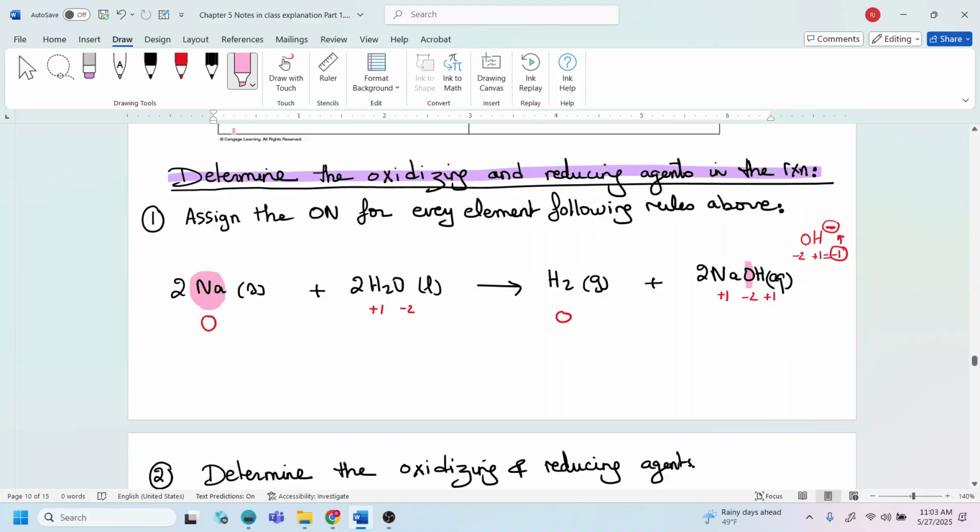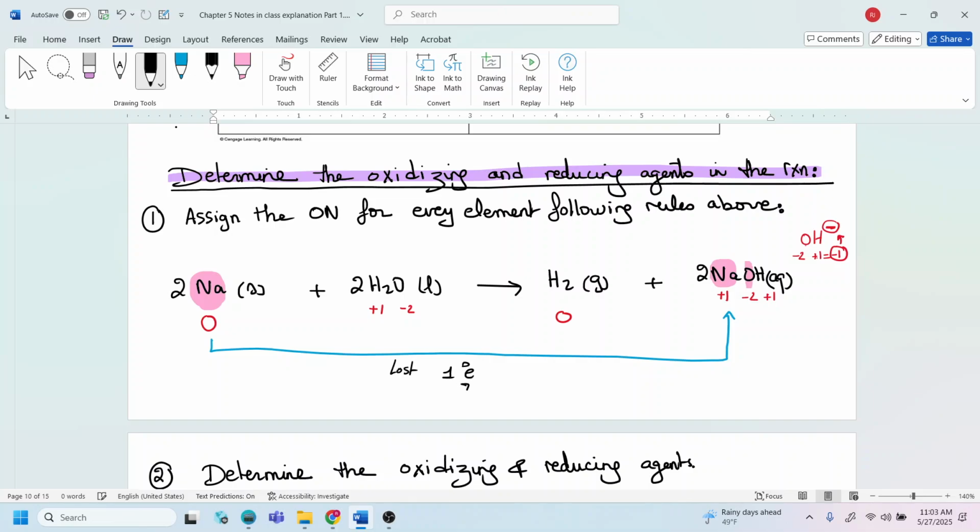So I'm starting with a zero charge sodium, and in the product, the sodium becomes a +1. So what did I do with the sodium? The sodium ended up losing electrons. Do you see it? It went from 0 to +1. So if it went from 0 to +1, then it is losing electrons. So sodium is losing 1 electron. So here it lost 1 electron. Implies, I would say, that sodium is oxidized.